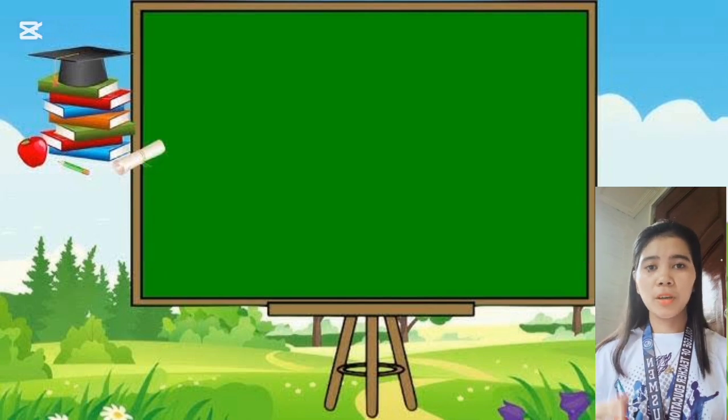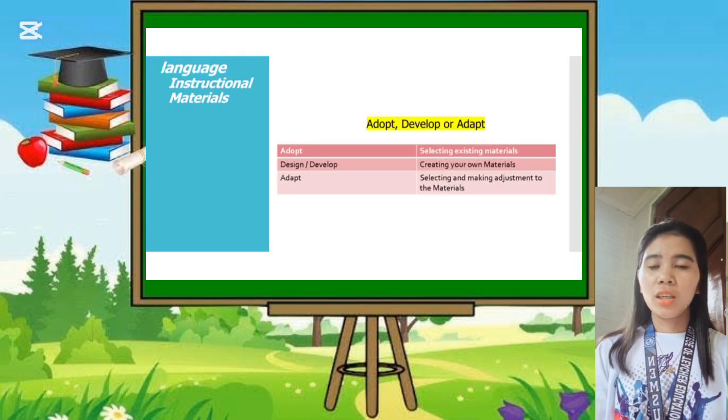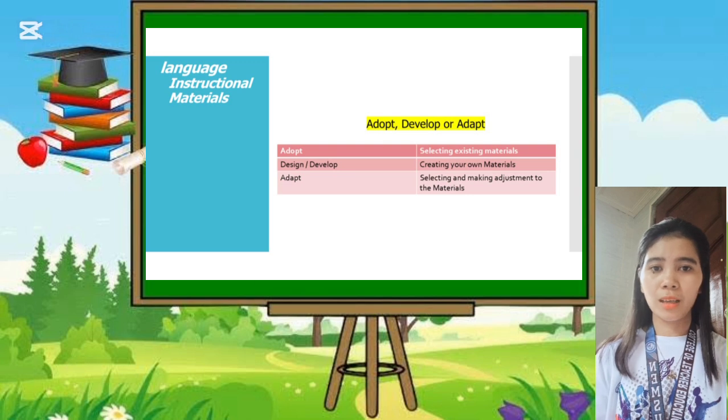Now, let us differentiate adopt, develop, and adapt. When we talk about adopt, we are referring to selecting existing materials. The materials are already there, and you just select which materials you are going to use. However, when we talk about designing and developing materials, we are talking about creating your own materials. And adapt means selecting materials and making adjustments to them.